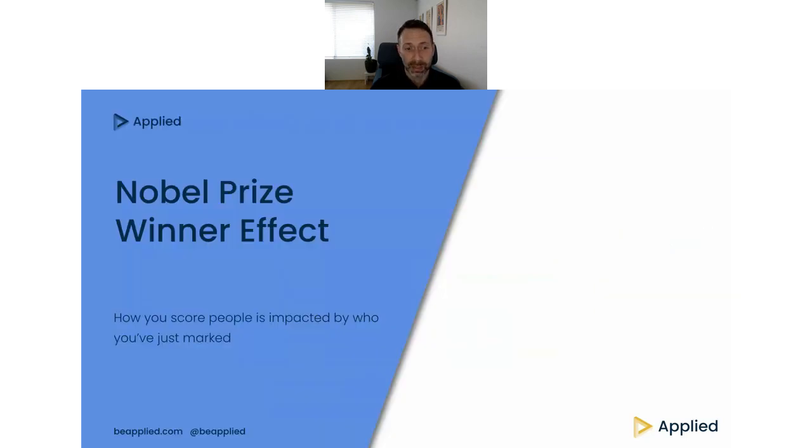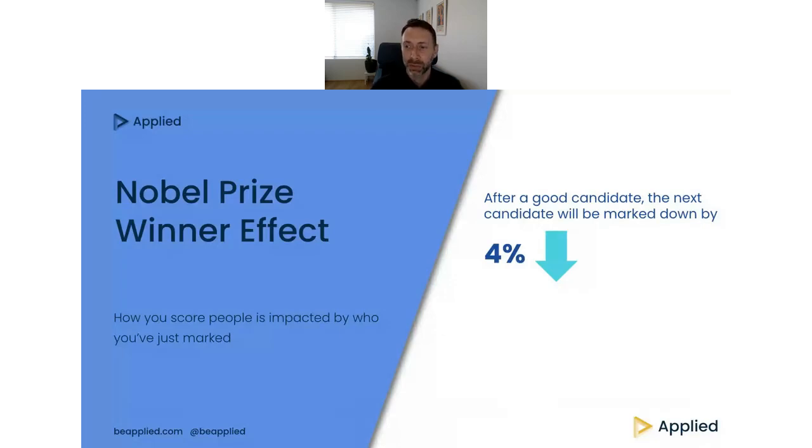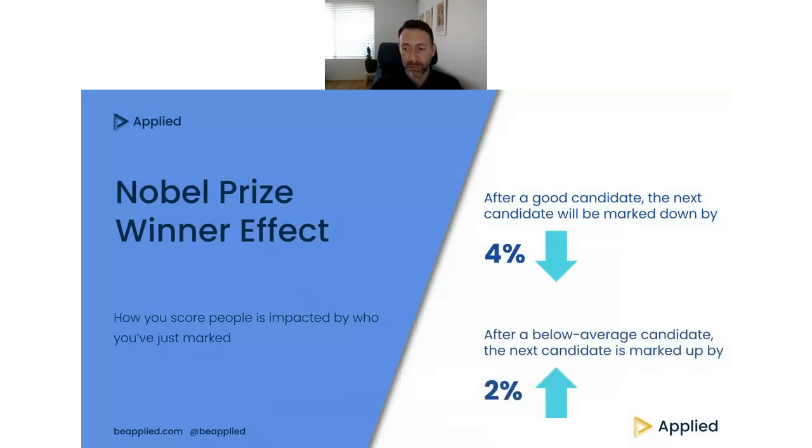And what we found in our data is that after a good candidate, the next candidate will be marked down by 4%. Likewise, after a below average candidate, the next candidate is marked up by 2%. So there definitely is an effect here. And what you might think is, oh, that's fairly small. It's probably not going to impact the outcome of any recruitment process.